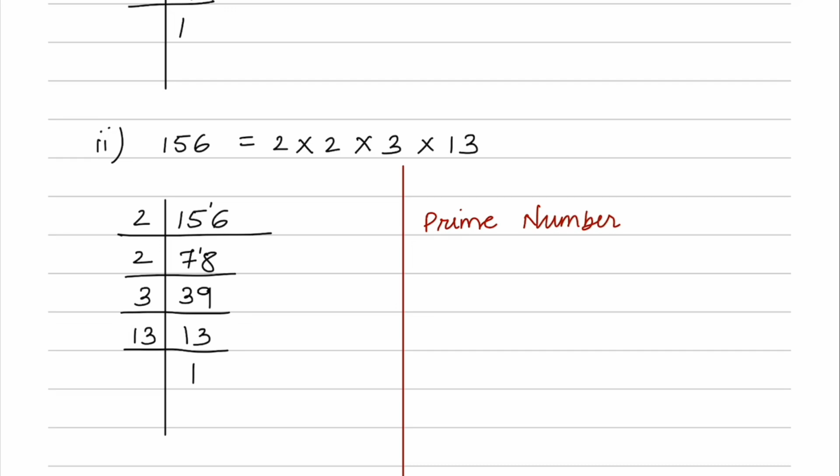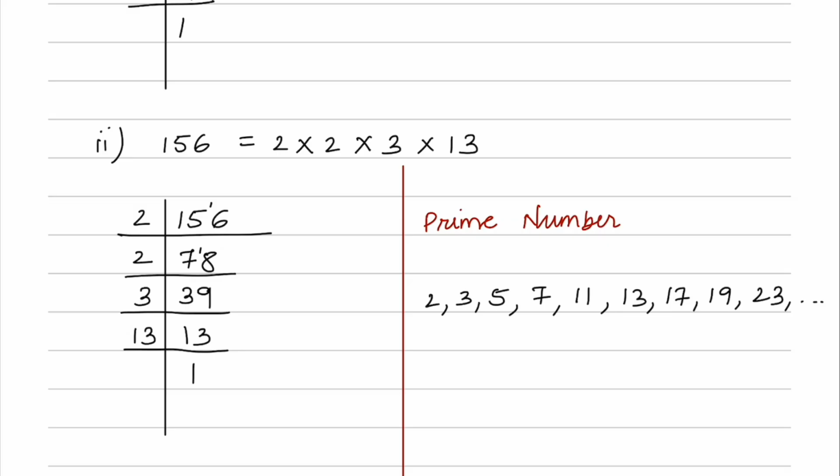I'll just write a couple of examples of prime numbers. We have 2, 3, 5, 7, 11, 13, 17, 19, 23, etc. So these are a couple of examples of prime numbers. What is important with regard to prime numbers is, if you take for example 5.